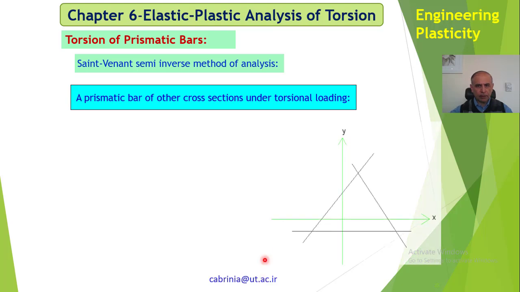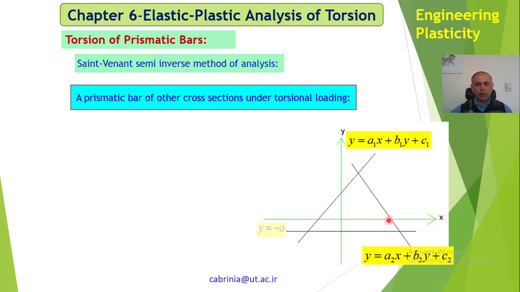This is another example, a triangle similar to the example that we considered, but here the lengths are like this: y equal to minus a, y equal to a1 x plus b1 y plus c1, and similarly a2 x plus b2 y plus c2. Very general sides we have here. X and y axes are like this. This is a prismatic bar of triangular cross section under torsional loading.